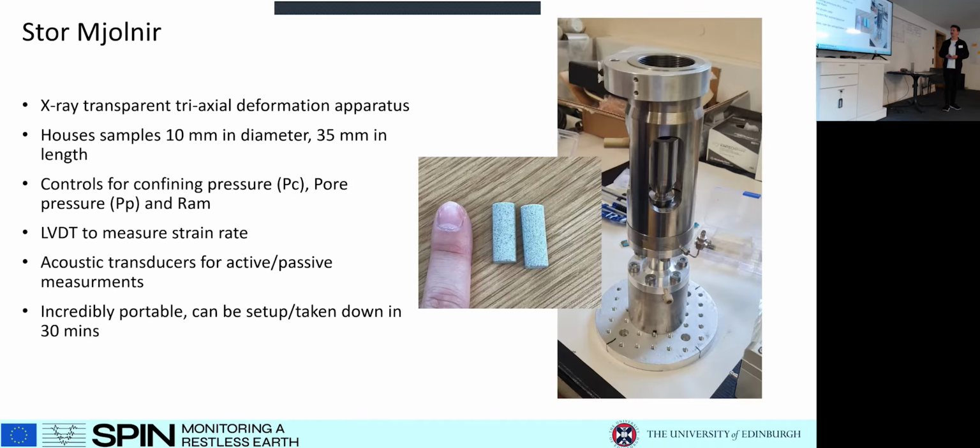It houses very, very tiny samples. So they're just about 3.5 centimeters long and 1 centimeter wide. We've got confining pressure, pore pressure, ram pressure, an LVDT to measure strain rate, and most importantly, some transducers to actively measure velocity, but also passively listen for acoustic emissions related to our deformation.